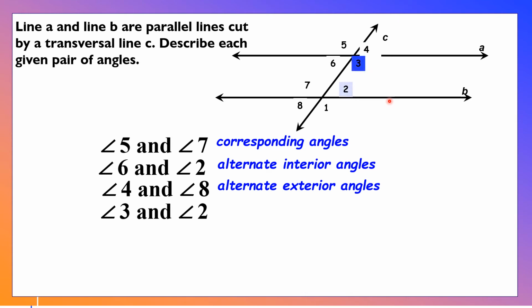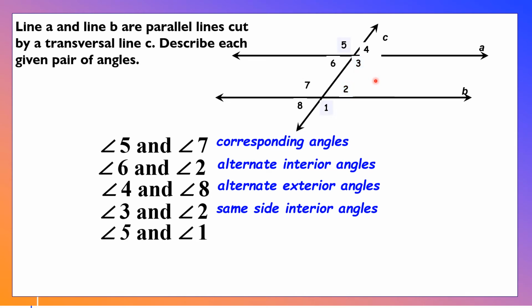Next, we have angle 3 and angle 2. Angle 3 and angle 2 are same side interior angles. So, pareho silang interior angles on the same side of the transversal.